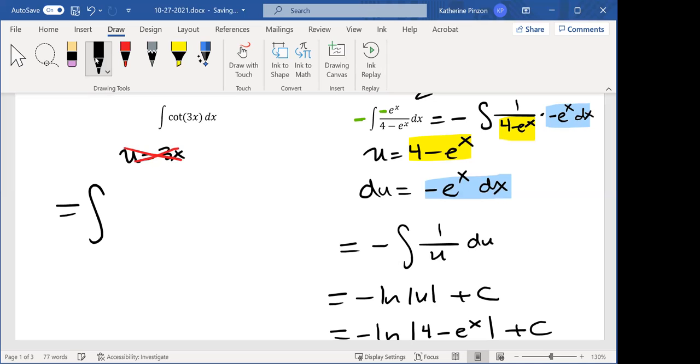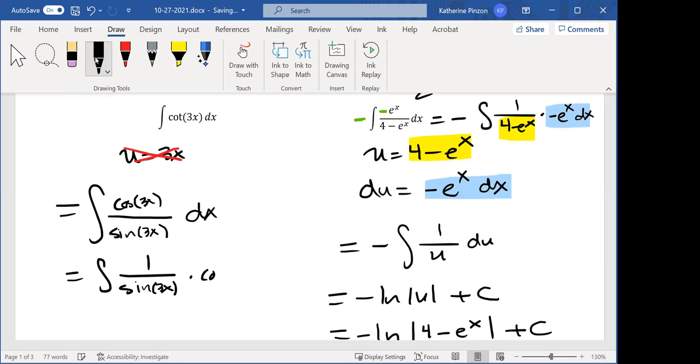Okay, can you change cotangent into a fraction somehow? Yeah, cosine over sine, right? Cotangent is the same as cosine over sine. So I'm going to rewrite cotangent as cosine of 3x over sine of 3x. Are we okay with that? I'm actually going to rewrite it as 1 over sine of 3x times cosine of 3x. Same trick I played over here.